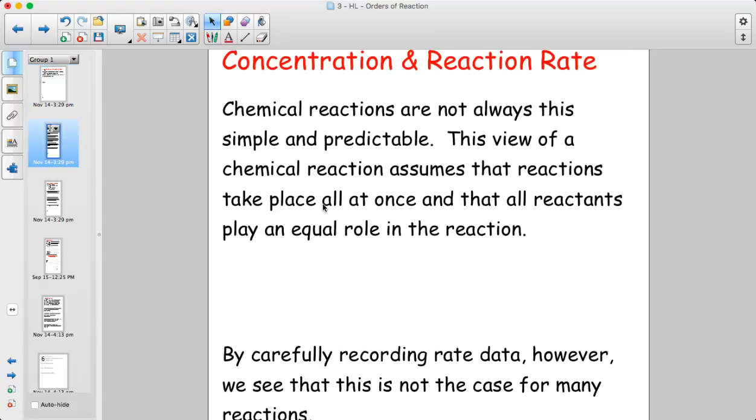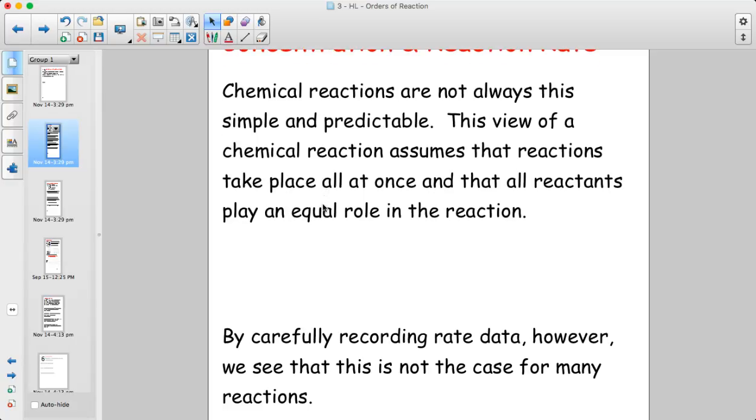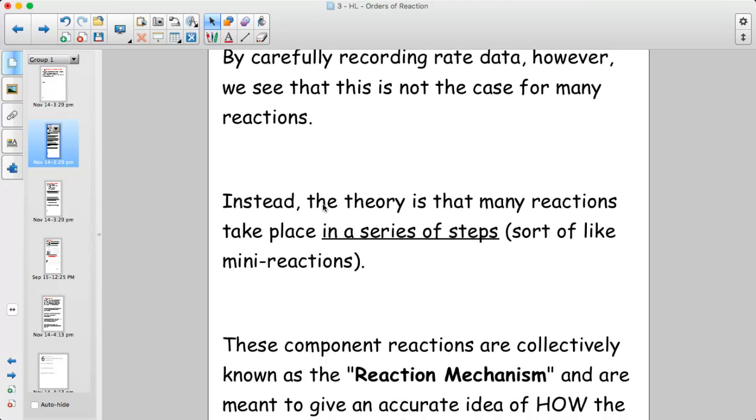And that brings about a faster reaction rate. But when you actually look at a lot of chemical reactions and you look at rate data closely, you see that that's really not the case. This view assumes that when chemical reactants are mixed, they all collide all at once, that they all play an equal role in the reaction. And when you actually record data, it seems like that's not the case.